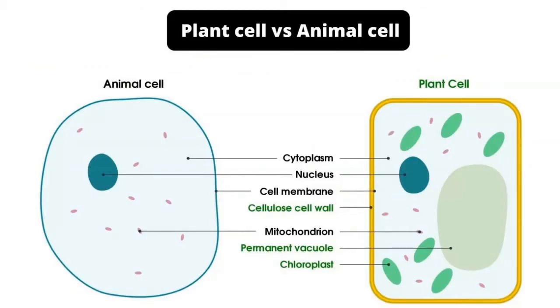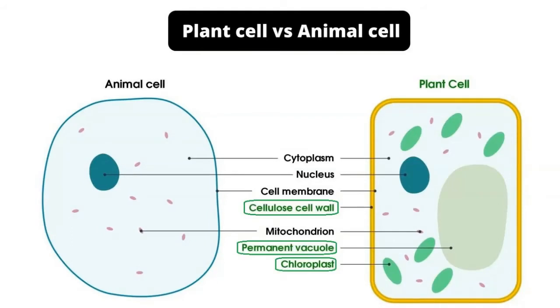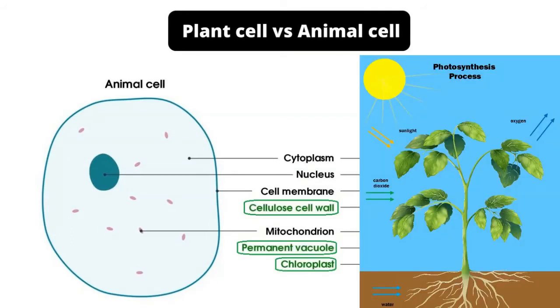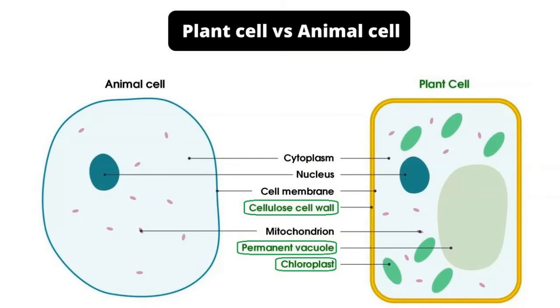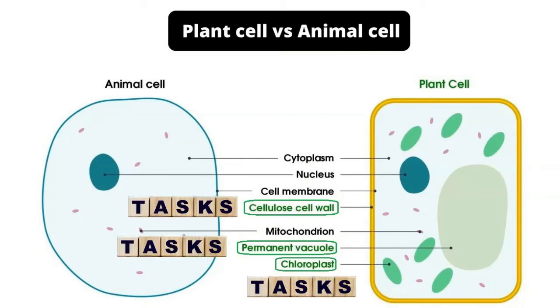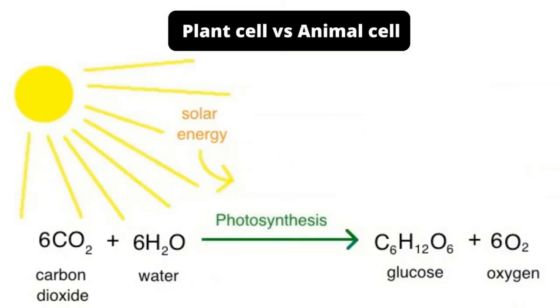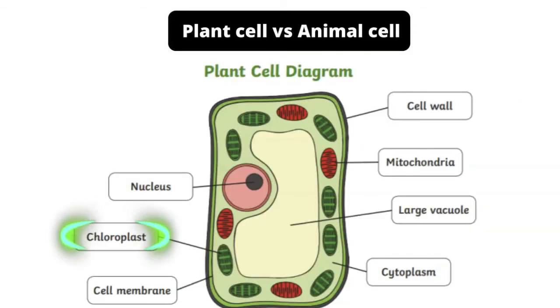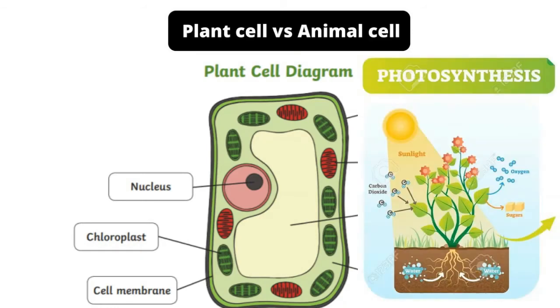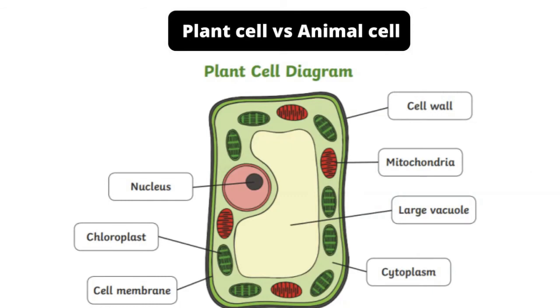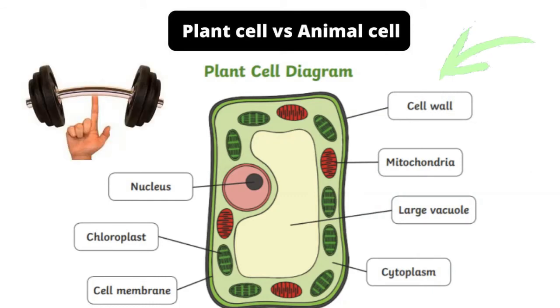There are some features which are unique to plant cells. Plant cells carry out photosynthesis. Plant cells need unique features which carry out specific tasks. Now, we all probably know that plant cells photosynthesize, so they need a special organelle called the chloroplast. The chloroplast absorbs sunlight and carries out photosynthesis. They also need strength. This comes from the cell wall.